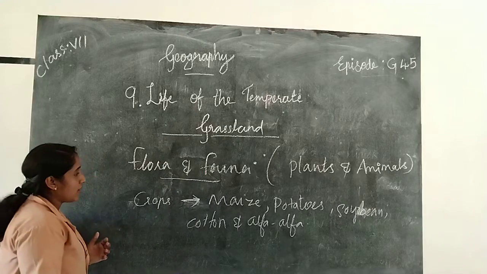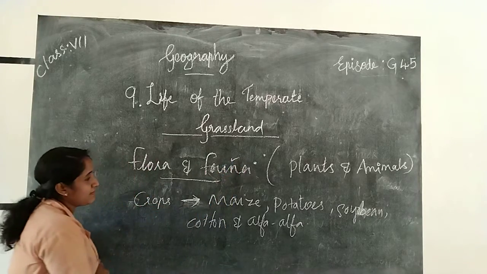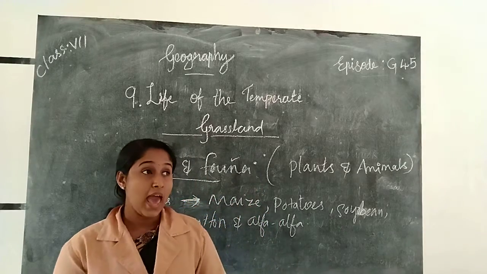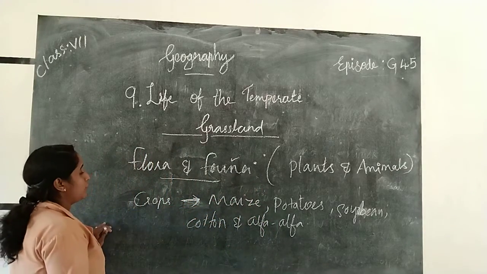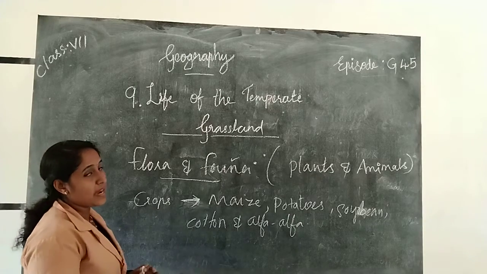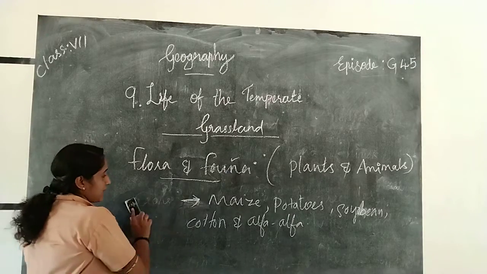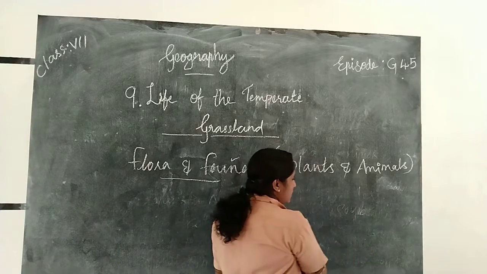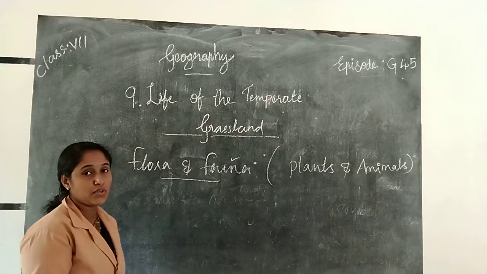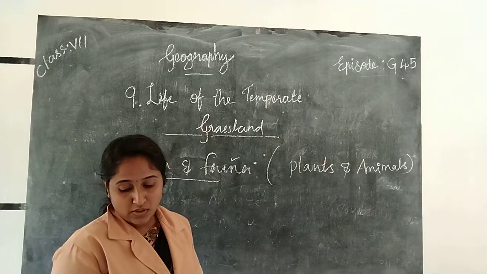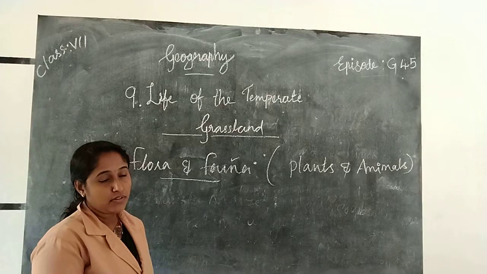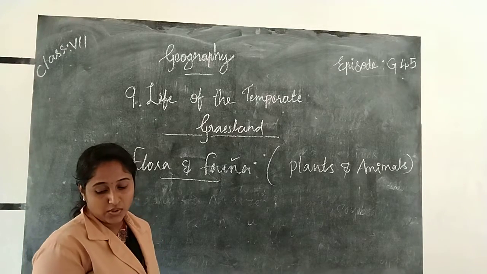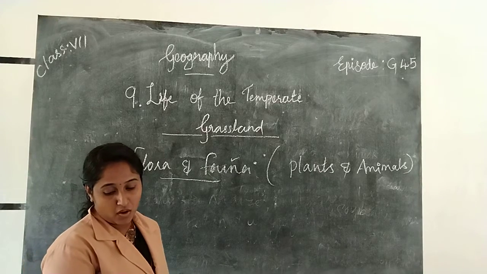And the next one we are going with is the fauna. That means the animals. So what are the main animals found in prairies, and how do the people use these animals? In this area we can find large cattle farms called ranches, which are looked after by sturdy men called cowboys.